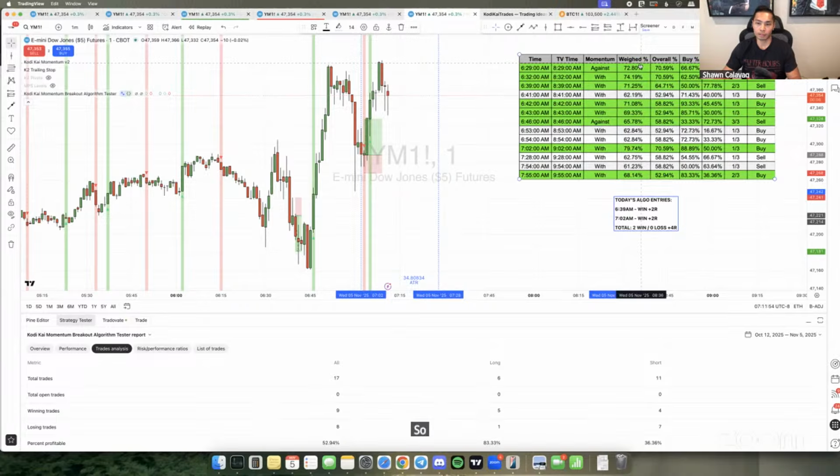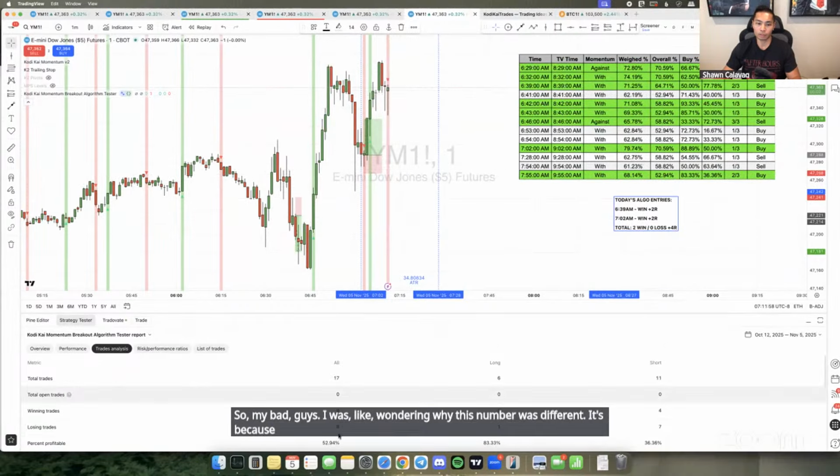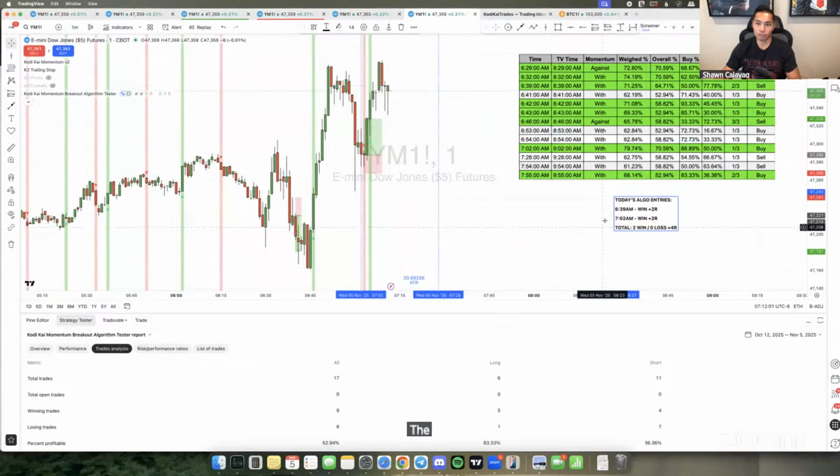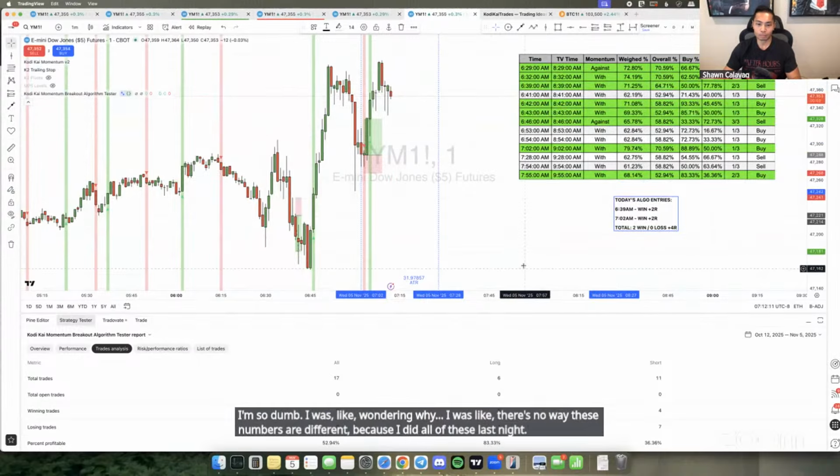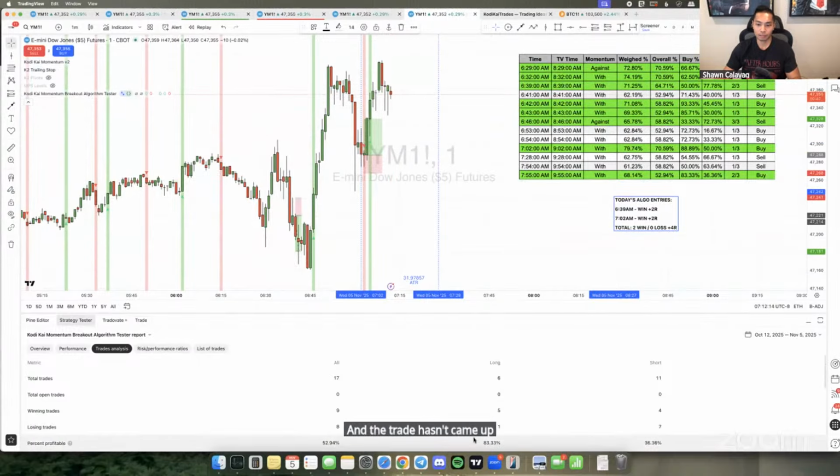So my bad, guys. I was wondering why this number was different. It's because I'm looking at the wrong one. The overall is right here, 5294, and it is 5294. I'm so dumb. I was wondering why. There's no way these numbers are different because I did all of these last night, and the trade hasn't come up yet. But okay, it makes sense now.